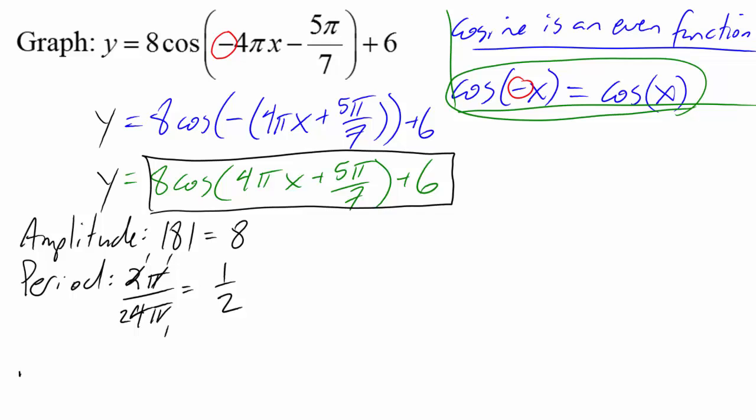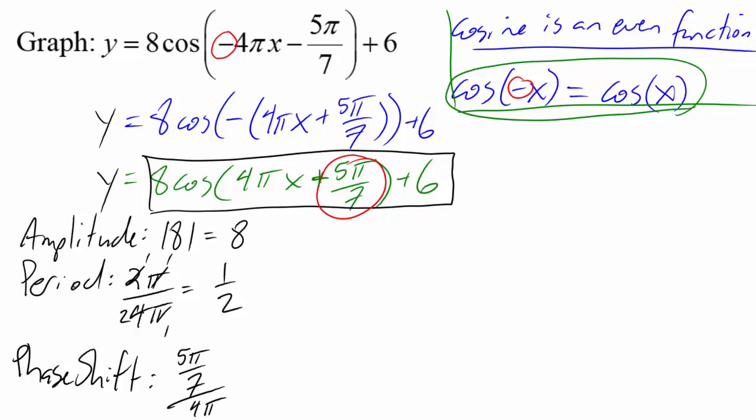The next element we're going to look at is our phase shift. Now, since we have something that's being added inside of our parentheses here, namely this 5 pi over 7, that's going to tell us that we are going to have a phase shift here. So, okay, great. We're going to take that 5 pi over 7 and divide it by the coefficient in front of the x, which is 4 pi. Now, there's an additional piece of information that you have to take into account here, and that is that by default, things inside the parentheses are a subtraction.